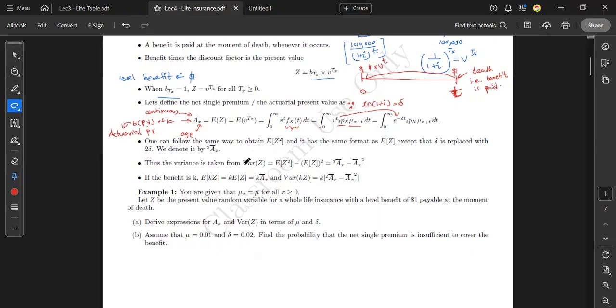Then we can follow the same way to obtain the second moment of this present value random variable, where if it is the second moment, that means v to the power 2t, and you can do the integration for that part. So once you get it, you can find the variance. So what we can do in here, you can see expectation of C gives e to the power minus delta t times p_x^t times mu x plus t. And if you need to find the expectation of C squared, then you just need to replace this delta by 2 delta.